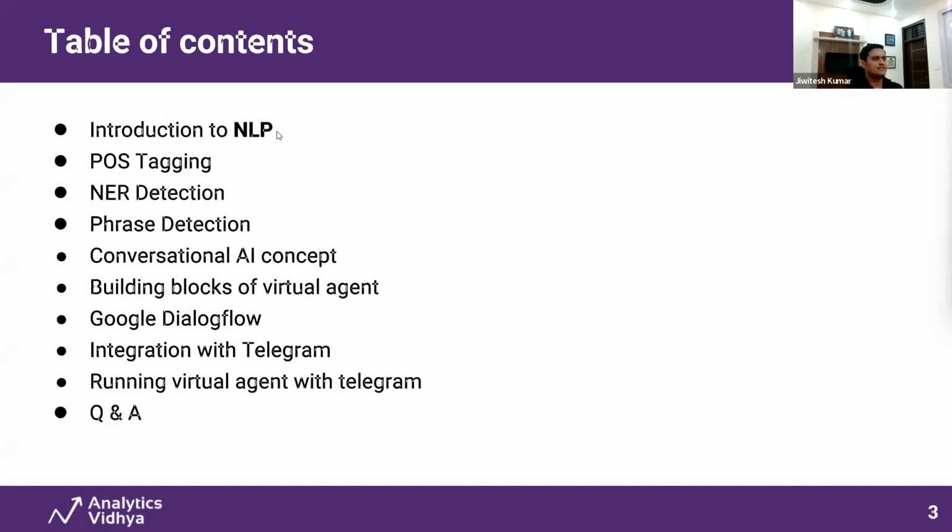So, the introduction of NLP. Like I said, we will try to keep it aligned to the chatbot and virtual assistant. We will be talking about POS tagging, which is basically parts of speech tagging. We'll talk in detail about NER, named entity recognition, phrase detection, the conversational AI concept, and its basic building blocks. Then we'll start with Google Dialogflow, where we'll try to build a basic chatbot, not a conversational AI, and integrate it with Telegram so that you can use it and keep it running. Going further, you can keep enhancing it.